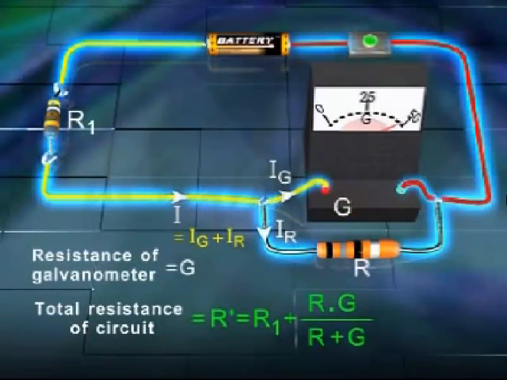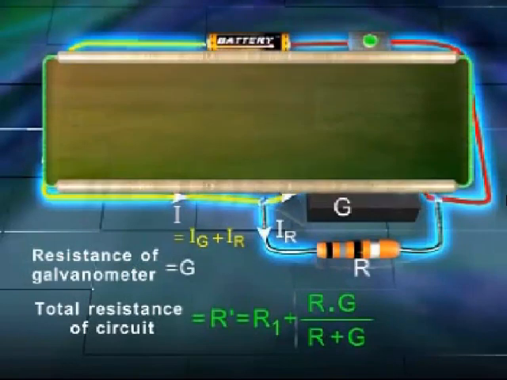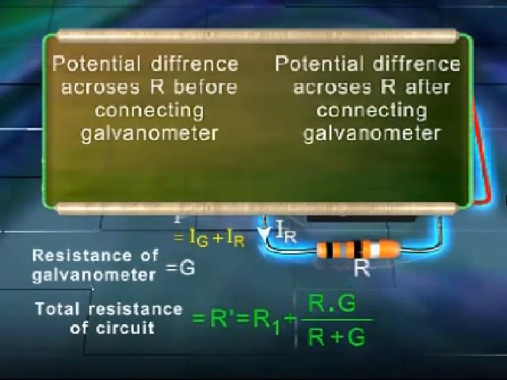This shows that the resistance of the circuit gets changed, and so the value of the current through R also changes. And in addition, some current flows through G. Thus, the potential difference across R, which was earlier equal to IR, also gets modified.